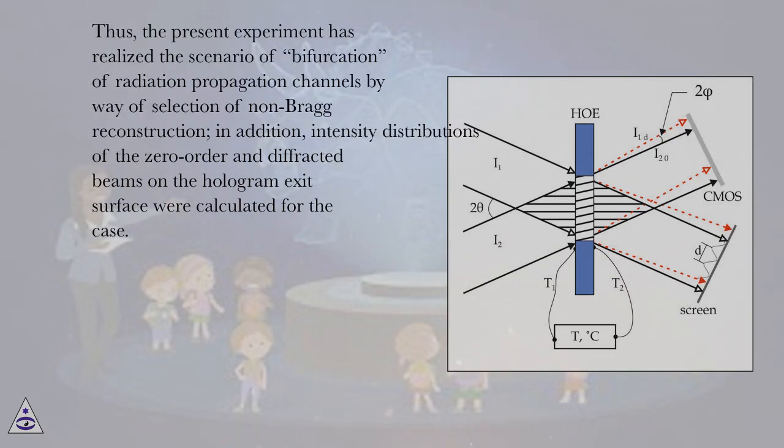Each of the zero-order beams can form its own propagation channel that should remain, according to theoretical concepts, within the geometrical limits of the cross-sectional area delta pi/2 of the hologram, but may be misaligned with the direction of the radiation propagation under Bragg reconstruction conditions.